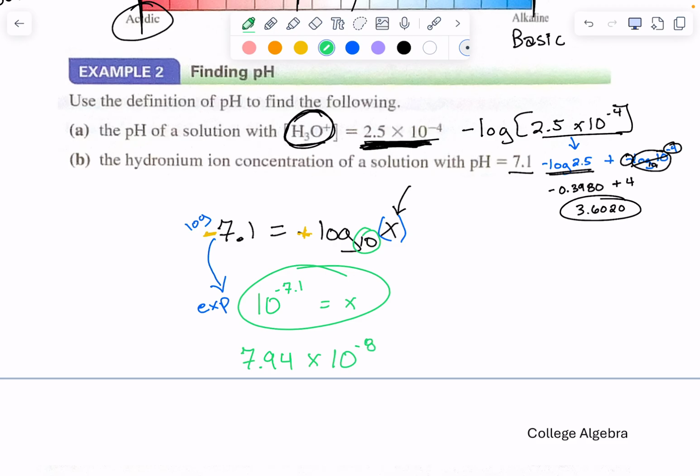Is that when I need to put it in scientific notation? I'd recommend putting it in scientific notation if we're working with pH. So what this does is it converts this guy, 10 to the negative 7.1, to a negative whole number exponent. If you put it in scientific notation, it'll flip it.